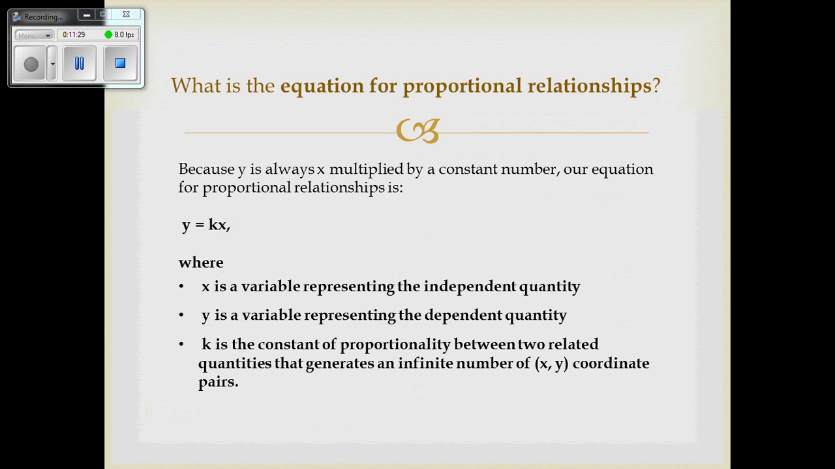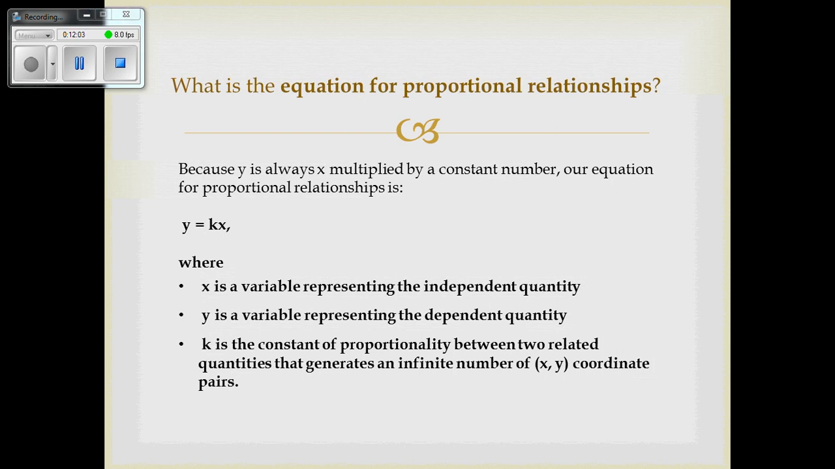We're going to use k in our equation for proportional relationships because y is always x multiplied by a constant number. We can write that equation as y equals k times x. In this equation, x is a variable that represents the independent quantity. Y is also a variable. It represents the dependent quantity. k is not a variable.